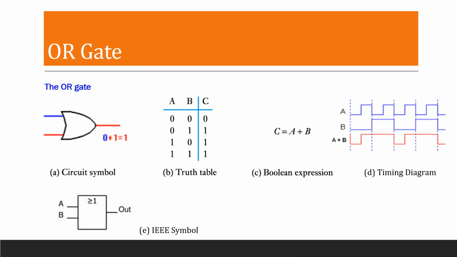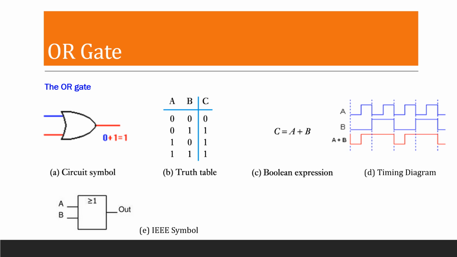Now let's discuss the OR gate. This OR gate also takes 2 or more inputs and produces a single output. This gate performs logical addition. The OR gate is an electronic circuit that gives a high output if one or more of its inputs are high. So if any of the inputs is high, then the output will also be high.